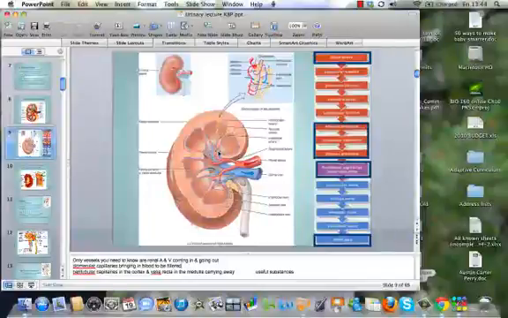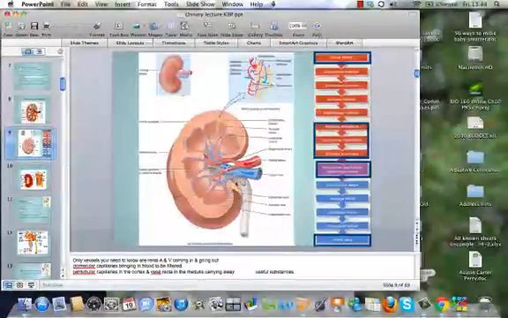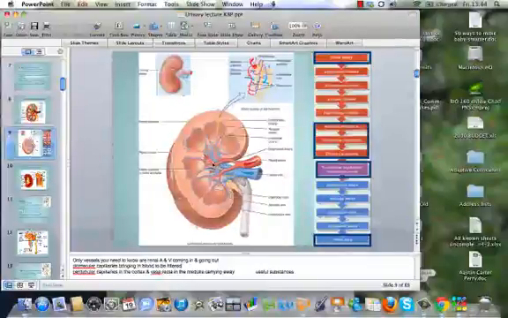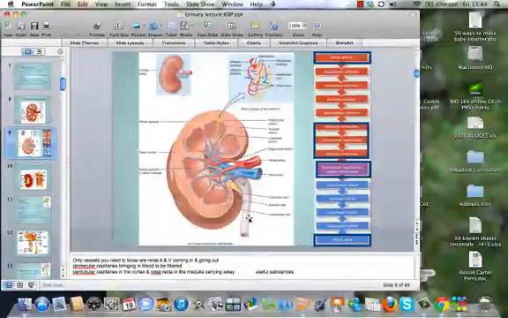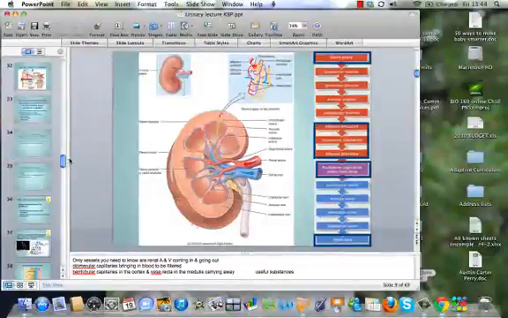And they're going to dump into this right here, which would be the major calyx. Okay, and then it's going to dump into the renal pelvis here, which is this big collecting area. It's collecting, again, the urine from all of the major calyxes, major calyces. And then the renal pelvis will dump into the ureter. Okay, and then we can go back now to where we were before, and I'll show you from the ureter where it goes.